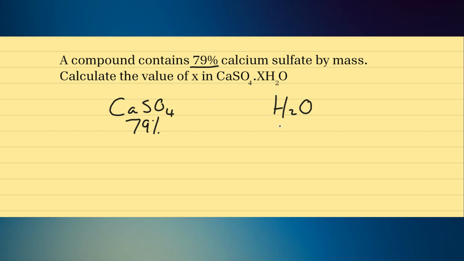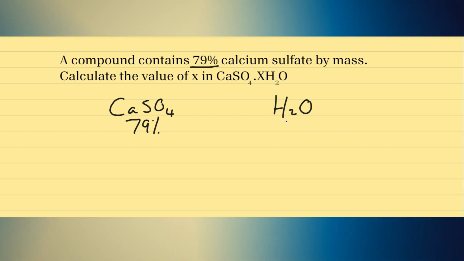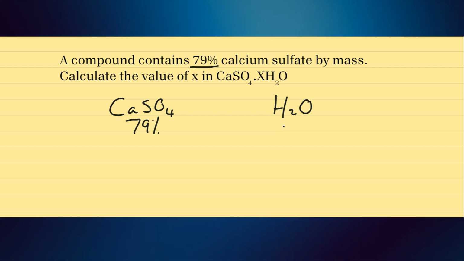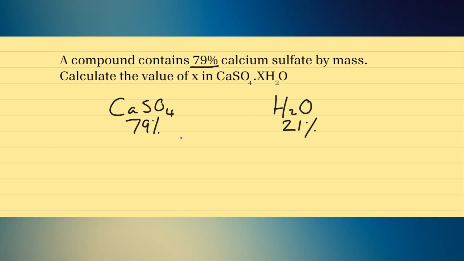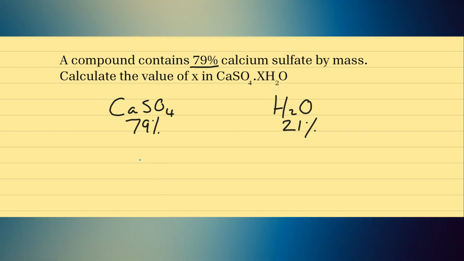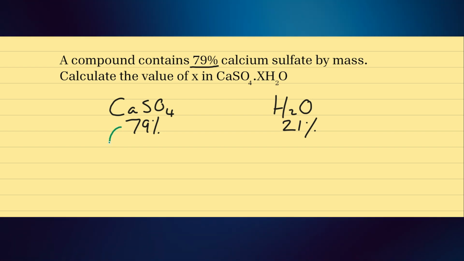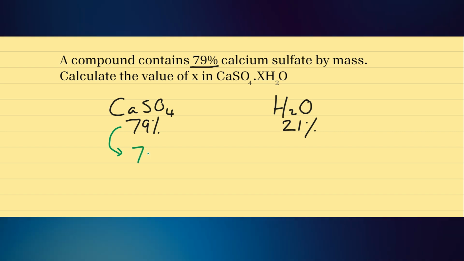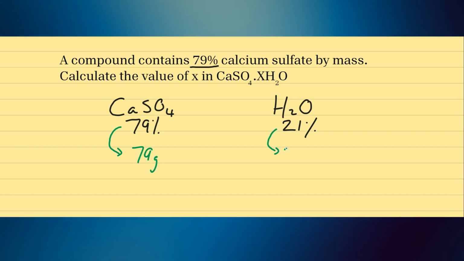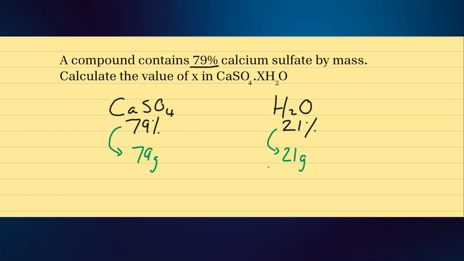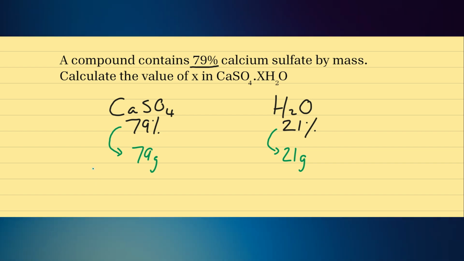My first step, and actually the first mark in this question, is to work out how much percentage of water I have. So 100 minus 79 would give me 21% water. Now, that's not particularly useful when I need to work out the moles later on. So let's assume I have 100 grams of this compound, and I'm going to turn this into 79 grams. I'm going to do the same here, turn this into 21 grams. That will be much easier to work out the number of moles in the next steps.